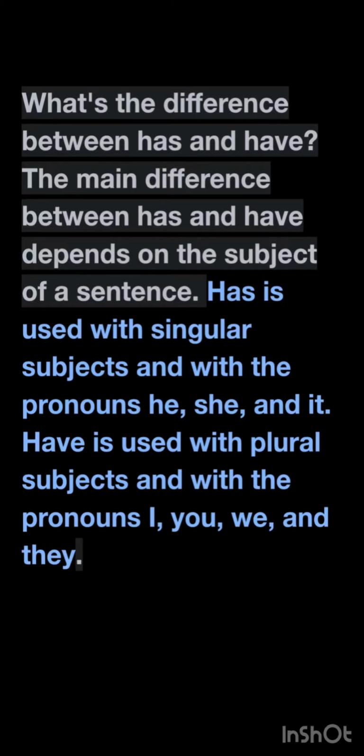Today I will discuss the difference between "has" and "have". Let's start. The main difference between "has" and "have" depends upon the subject of the sentence. "Has" is used with a singular subject and with pronouns like he, she, and it, whereas "have" is used with a plural subject and with pronouns like I, you, we, and they.